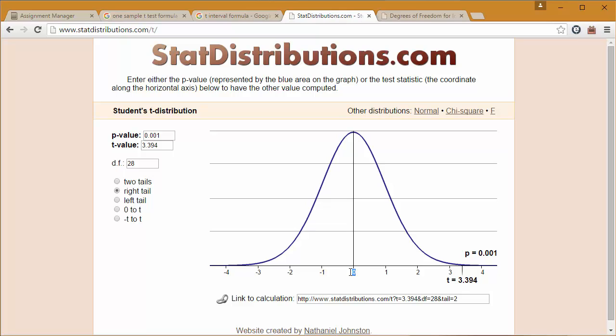If we had landed at 0, it means we would have landed at the null value of 36.6. We would have landed right on top of what we expected according to the null. And values such as the null or higher than the null would occur 50% of the time. And why am I doing higher? We are doing a right-tailed test.